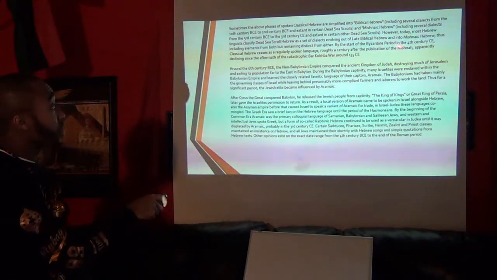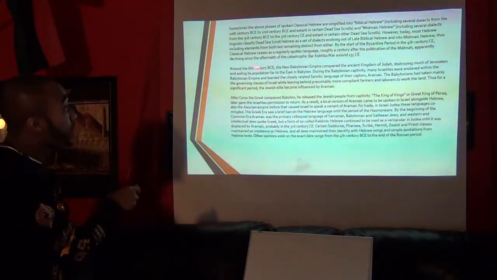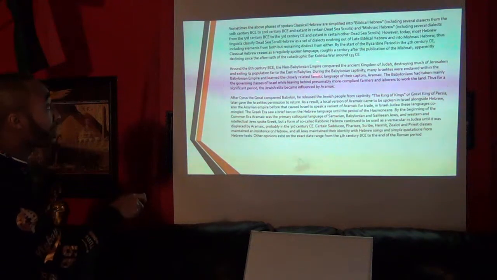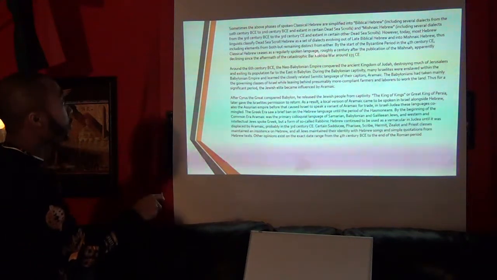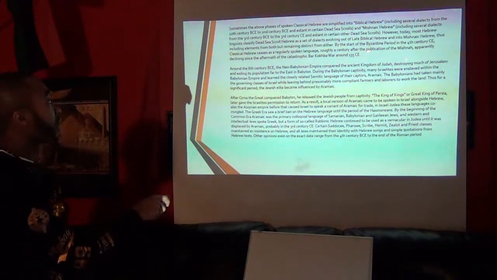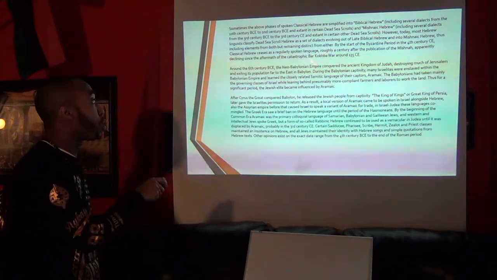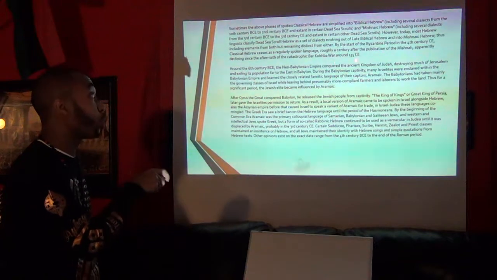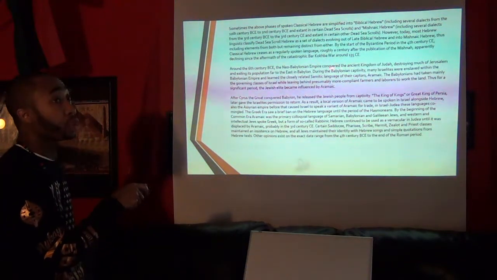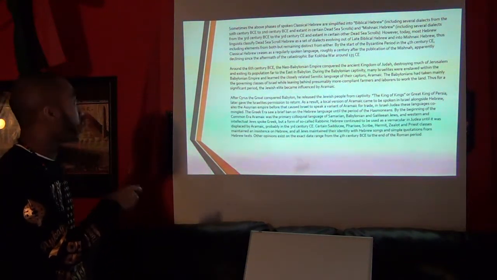By the start of the Byzantine period in the 4th century CE, Classical Hebrew ceases as a regularly spoken language. It's very important. Roughly a century after the publication of the Mishnah, it was apparently declining in the aftermath of the catastrophic Bar Kokhba War around 135 CE. That's also very important, because that's when the Paleo script started being used, okay?